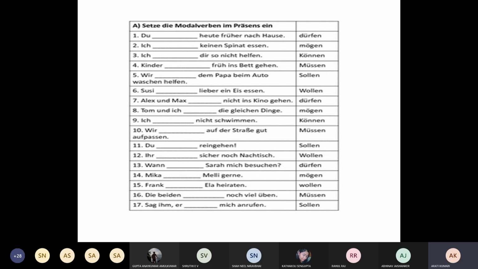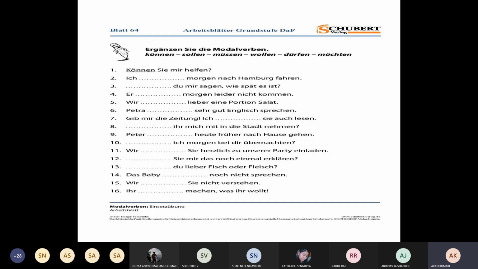So this is something which, for your practice, I would recommend you to do by yourself. Let's move to this. This we will try to do together. In this exercise, you have all the modal verbs up. You have to choose the right modal verb and then conjugate it according to the subject in the sentence. So the first one is already done.